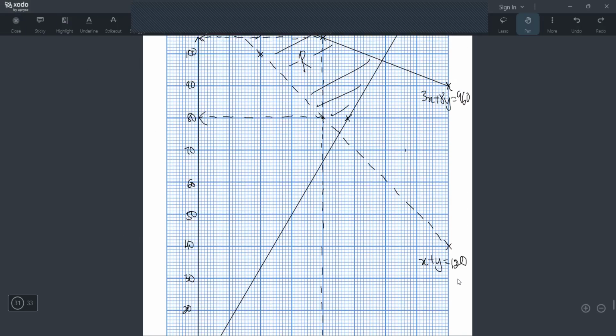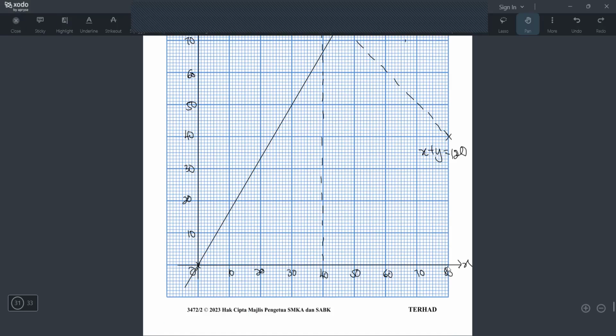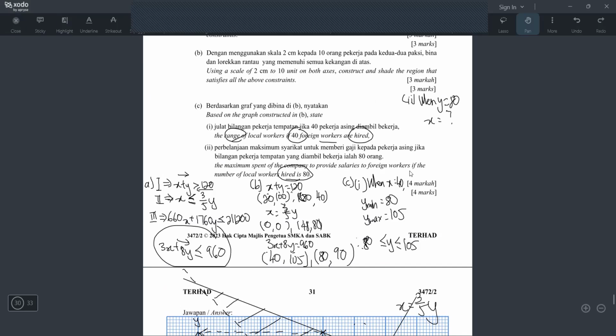y equals 80. Okay, what they want here is the maximum spending of the company to provide salaries to foreign workers if the number of locals is 80. So if I want the company to provide maximum salary, I have to make sure the number of employees is also maximum, right? Because the more employees, the more your spending will be. So when y equals 80, I'll find the x maximum, right?